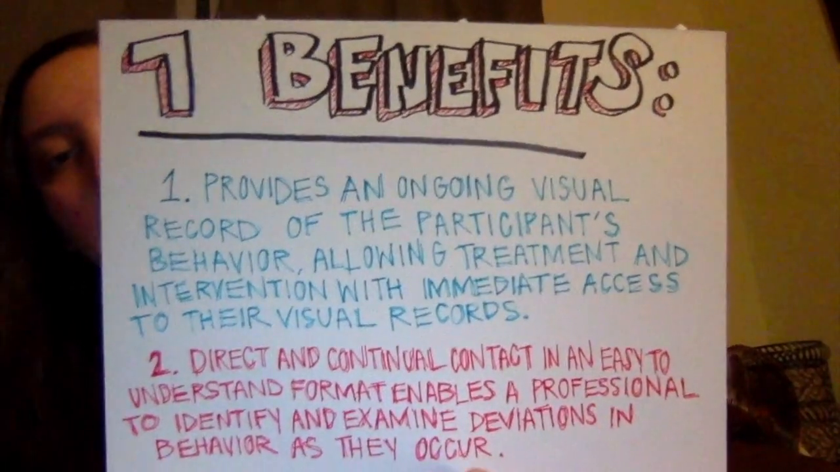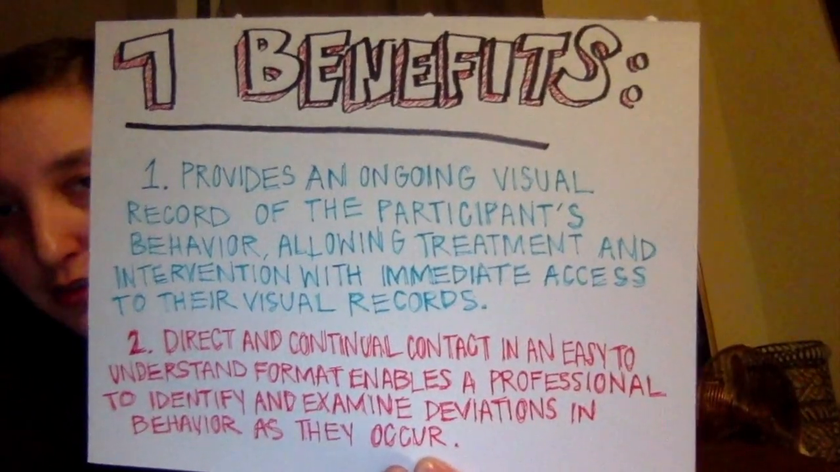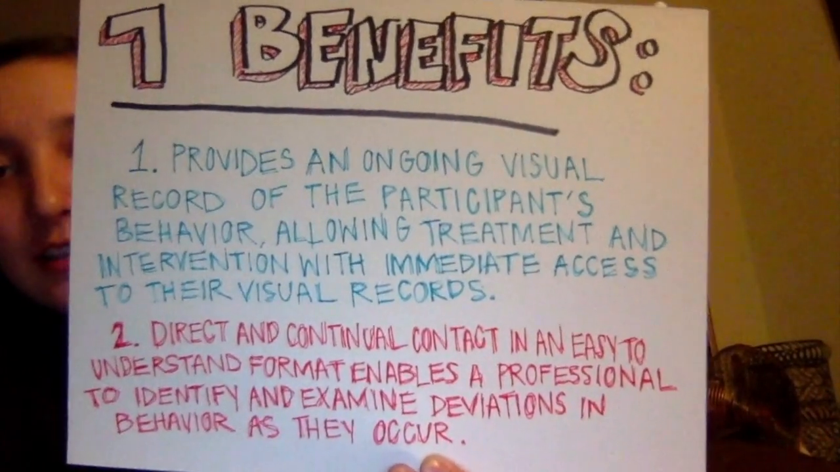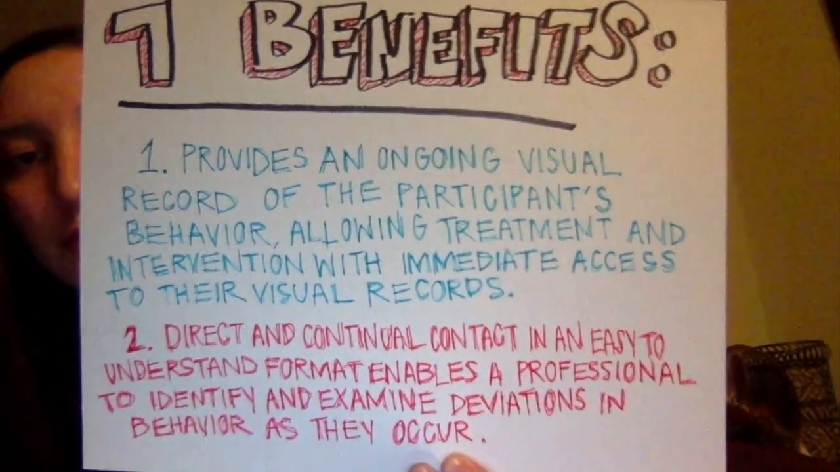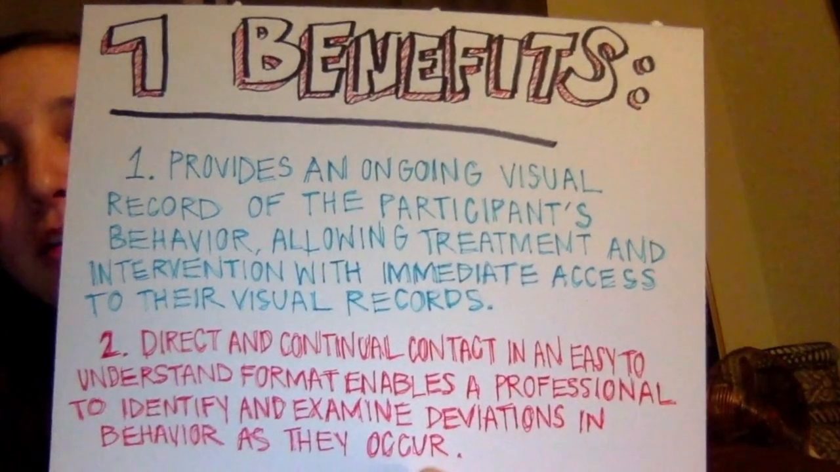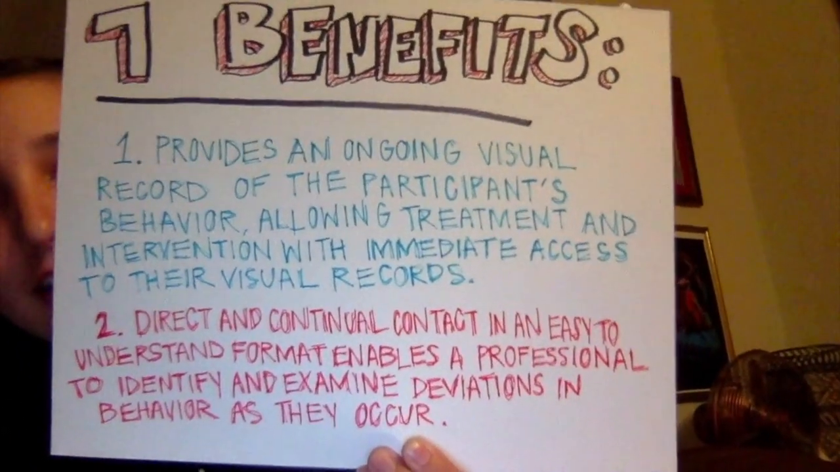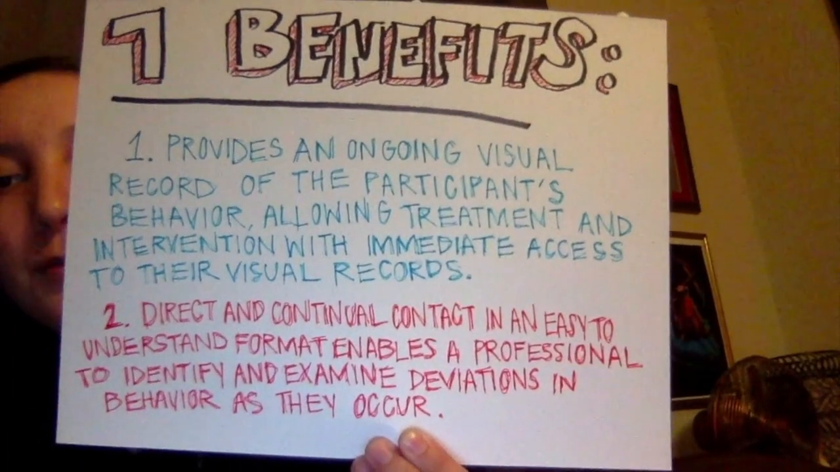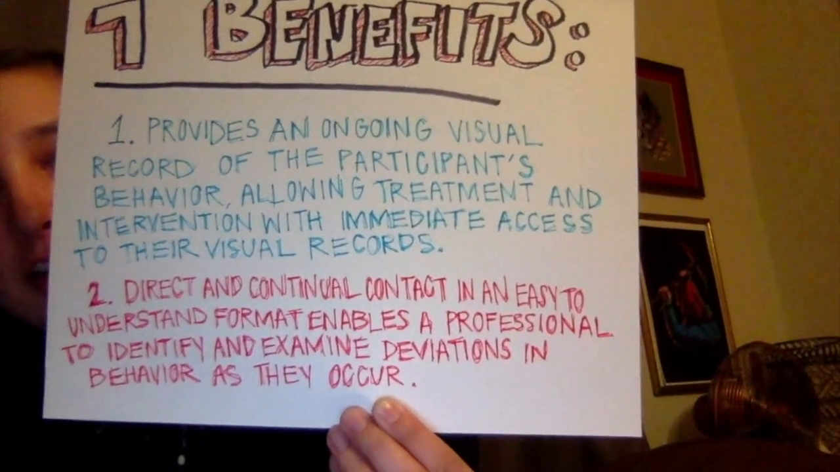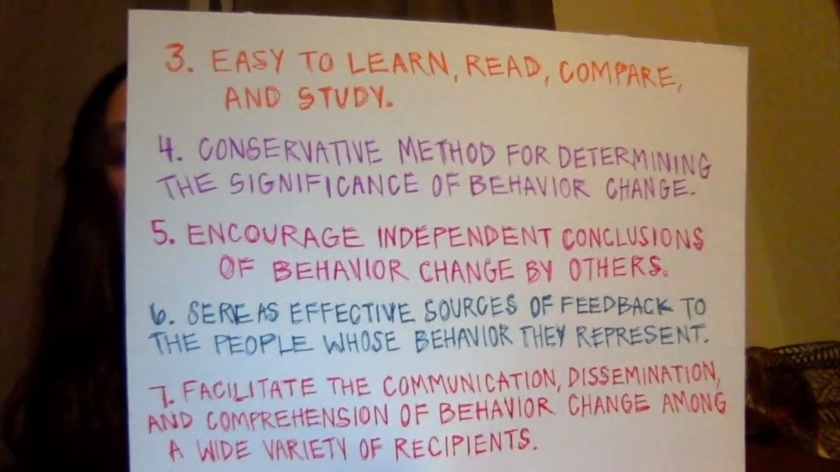So getting back to our objectives, the 7 benefits of graphs. Number 1 is graphing behavior as it is collected provides a researcher with an ongoing visual record of the participant's behavior, allowing treatment and intervention with immediate access to their visual records. And number 2, direct and continual contact in an easy-to-understand format enables a professional to identify and examine deviations in behavior as they occur. Number 3, graphs are easy to learn, read, compare, and study.